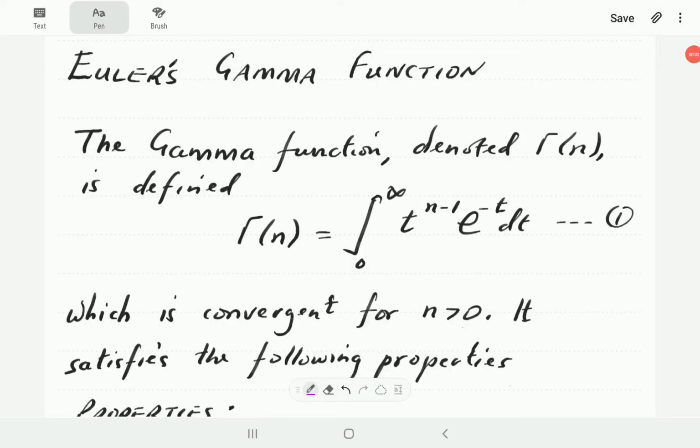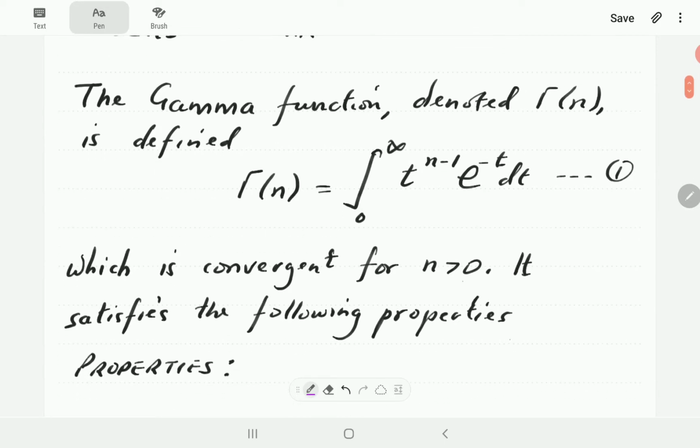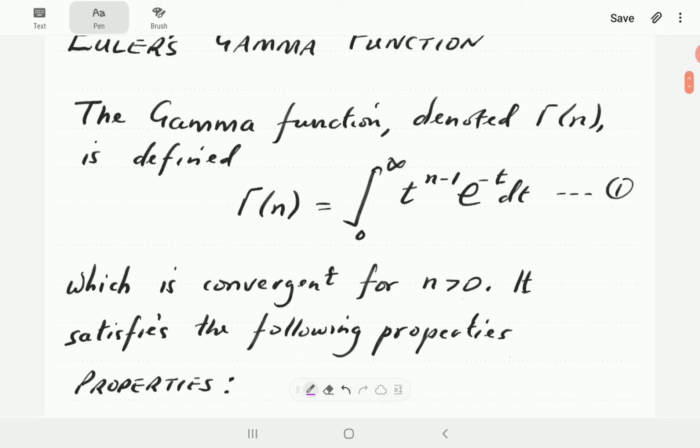Alright, in this video, I'm going to present a study of Euler's gamma function. This function is denoted by the Greek letter uppercase gamma, and it's defined by the integral from 0 to infinity of t to the power n minus 1 e to the minus t dt, whenever this integral is convergent. The gamma function satisfies the following properties.